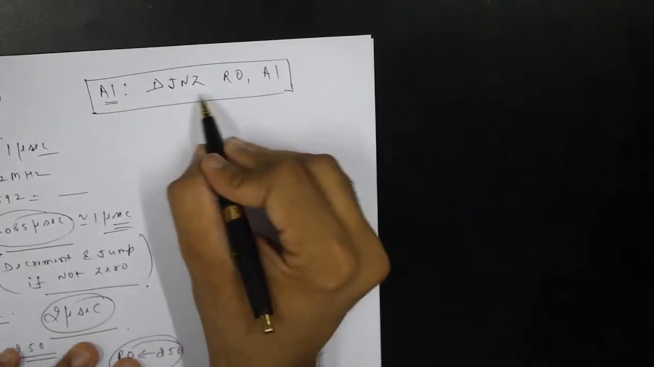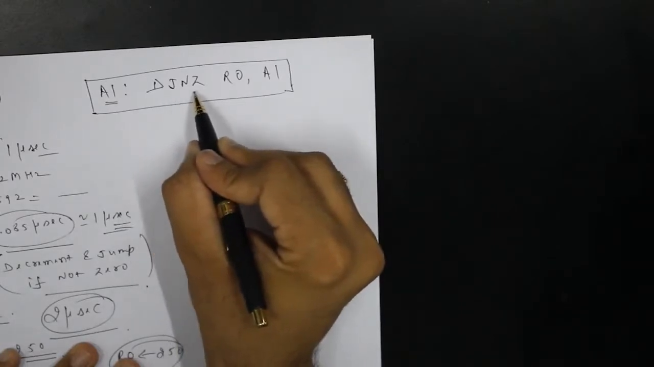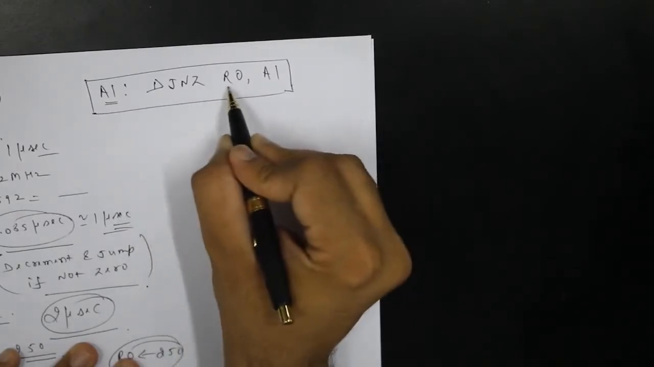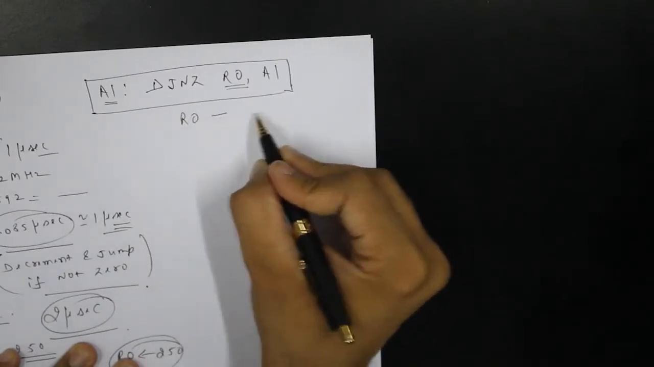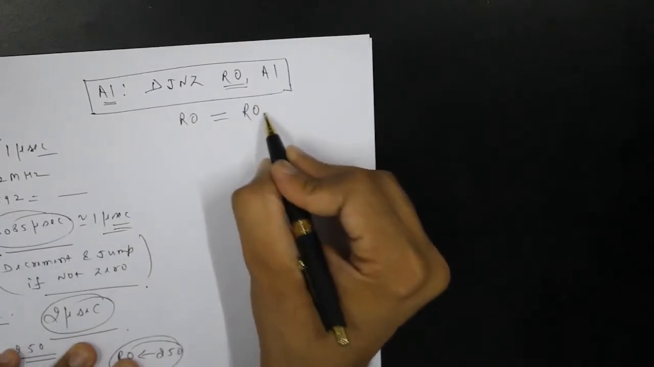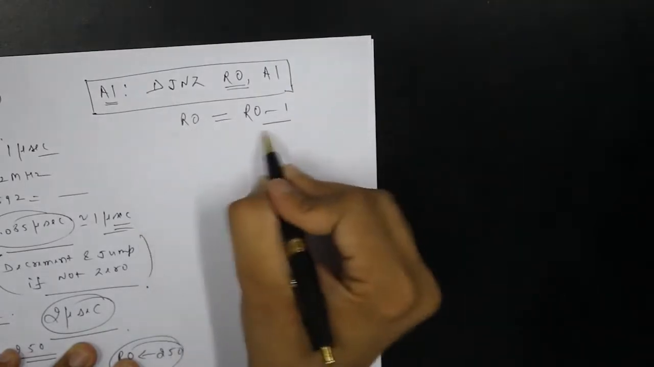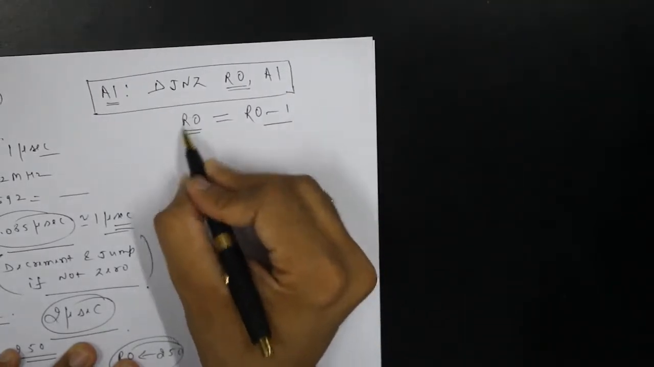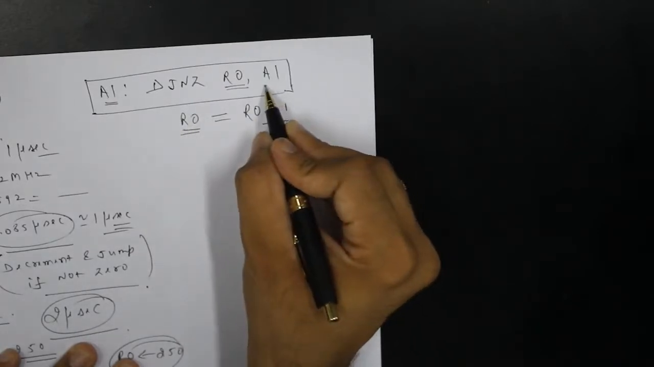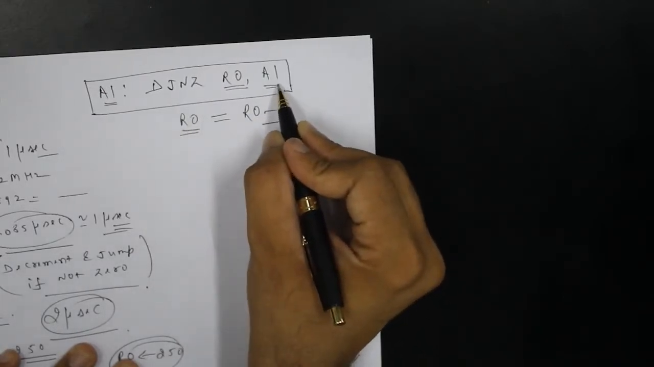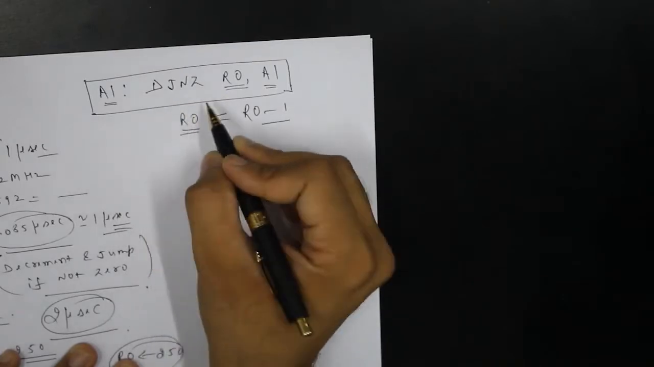So what does it mean? It is decrement and jump if not 0. So decrement the contents of R0 by 1, and the result will be again in R0. This instruction is going to check whether R0 is 0 or not. If it is not 0, then the control is going to jump onto the instruction which is having a label of A1, which means the same instruction, right?